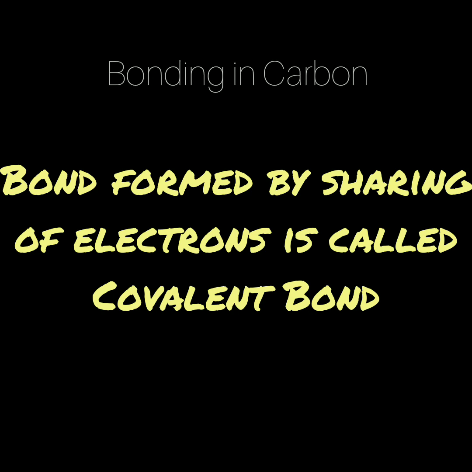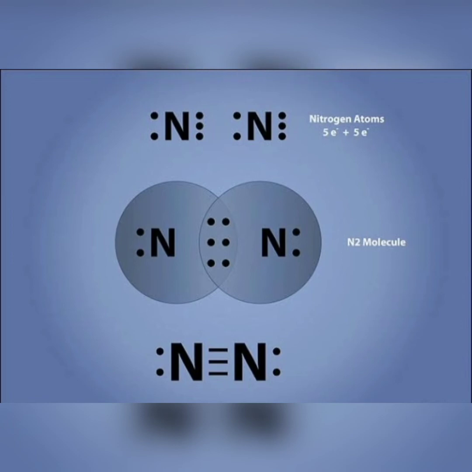Now let us see some examples of covalent bonding. First example is the covalent bonding in nitrogen molecule. Nitrogen atom has 5 electrons in its valence shell, and in order to complete its octet it needs 3 more electrons. So both the nitrogen atoms share 3 electrons each to form covalent bond, and thus nitrogen molecule is formed. One thing must be noted, that when 2 electrons are shared, one covalent bond is formed, and when 4 electrons are shared, 2 covalent bonds are formed, and when 6 electrons are shared, 3 covalent bonds are formed.